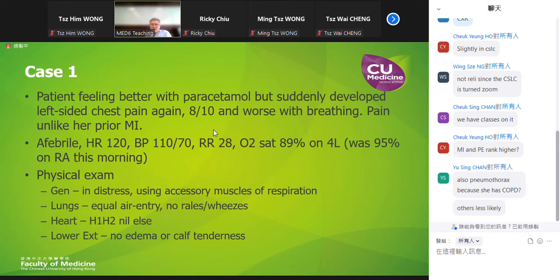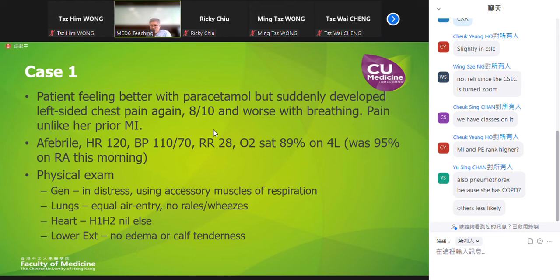In real life, we do look at the CMS, but don't rely on everything in it. So after you arrive, the patient feels better now with some paracetamol, but suddenly develops left-sided chest pain again. Now it's quite severe, worse with breathing, and not quite like her prior MI. Afebrile, heart rate is a bit fast at 120, blood pressure is borderline at 110/70, respiratory rate is a bit high, and saturation has dropped a bit. It was 95 before, and is on 4 liters now. On examination, the patient looks distressed, using accessory muscles, with no crepitations, normal heart sounds, and no calf tenderness.